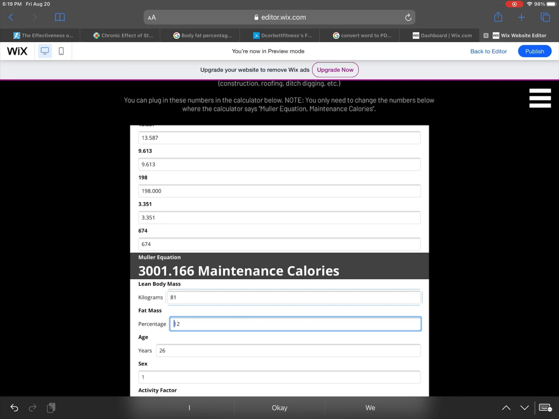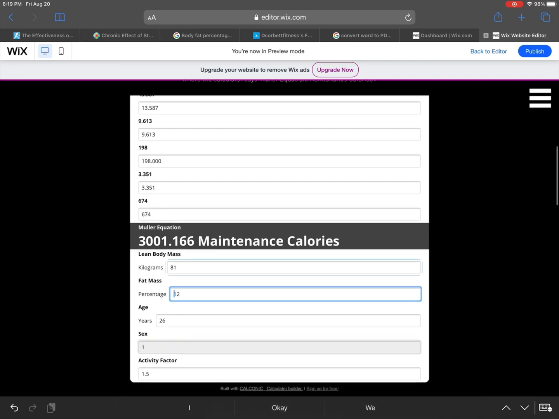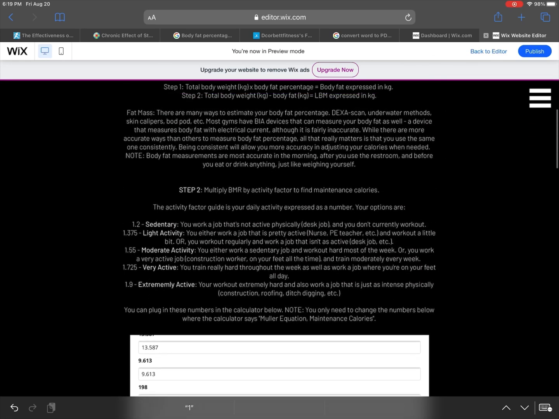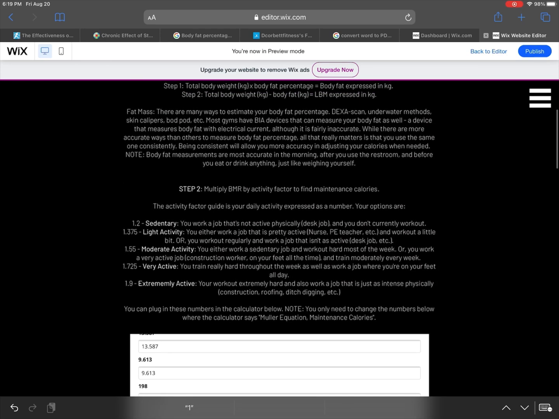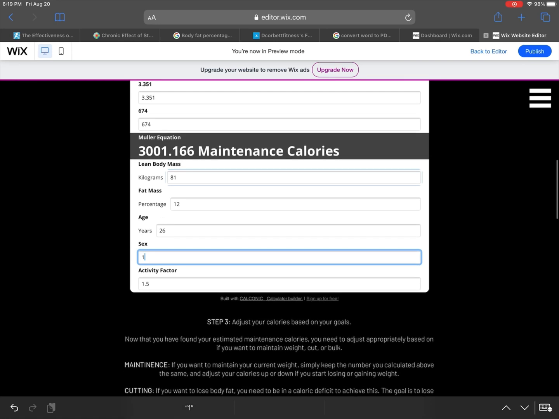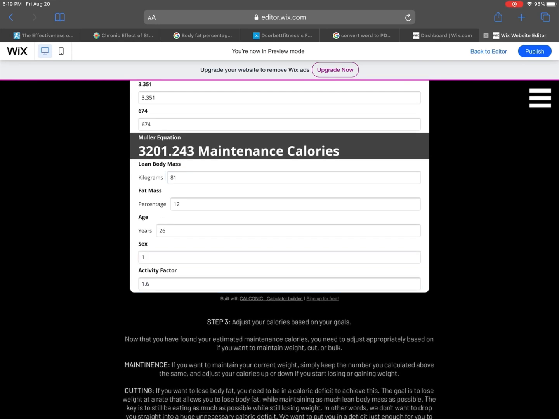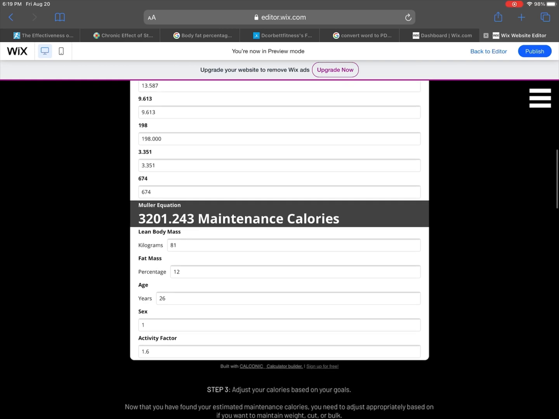My body fat percentage, I said I guesstimated at 12. I am 26 years old and I'm a male, so that is 1, right? Then you take one of these activity factors and plug it in right here for whichever one best describes you. That gives me about what my maintenance calories would be, so about 3,200 for my maintenance calories.